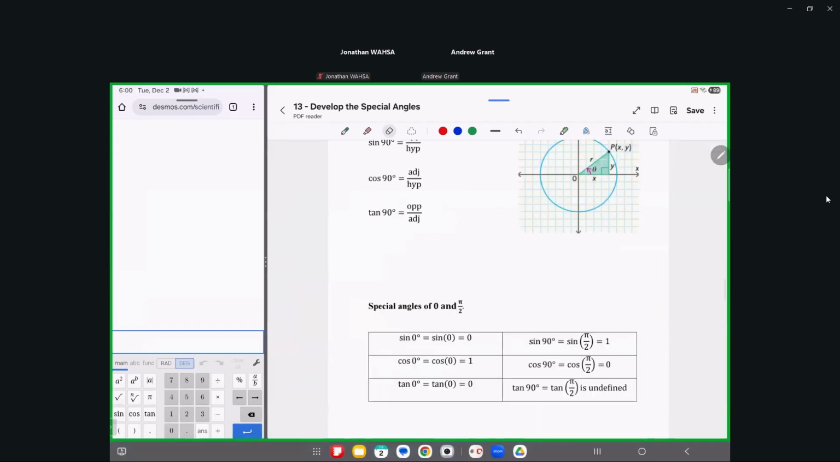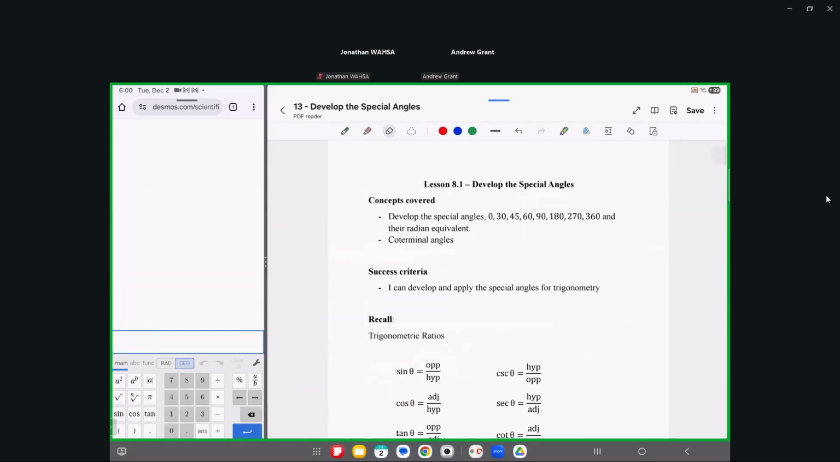Hello, everyone, and welcome back. Today, we're continuing on with the MHF4U course. This is the Grade 12 Advanced Functions University, and we are on Unit 2. This is going to be Lesson 8, Part 1 of 2.